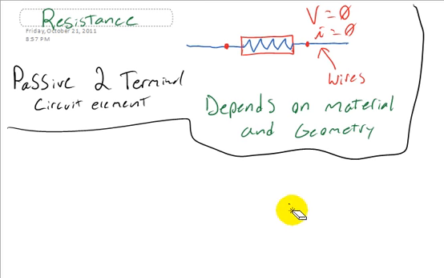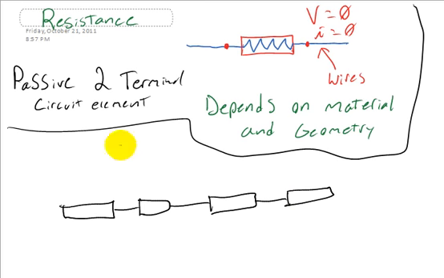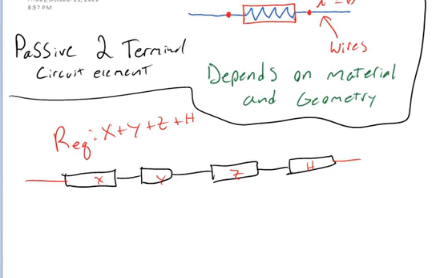I just need to erase. Alright, so equivalent resistance. Pretty simple. I'm going to denote these as a resistor. They are a circuit element, so they do have a resistance. And if this is X, and this is Y, and this is Z, and this is H, for some ungodly reason, the equivalent resistance, Req, of this circuit would be X plus Y plus Z plus H. Okay? That's really straightforward. You always add things in series.